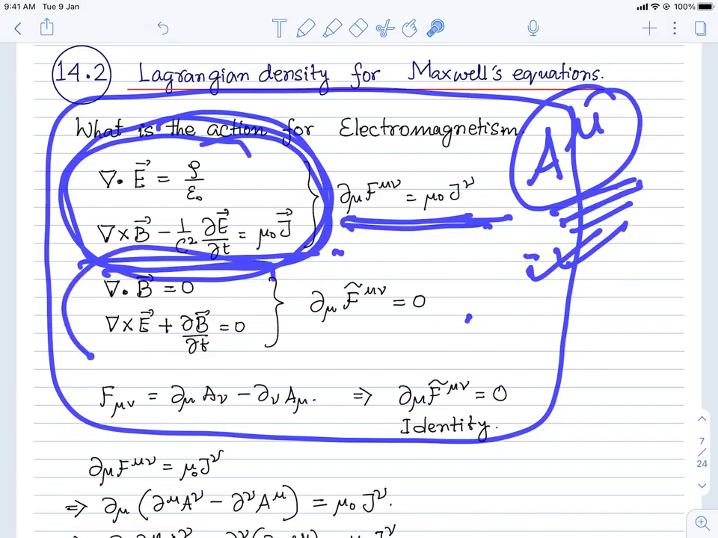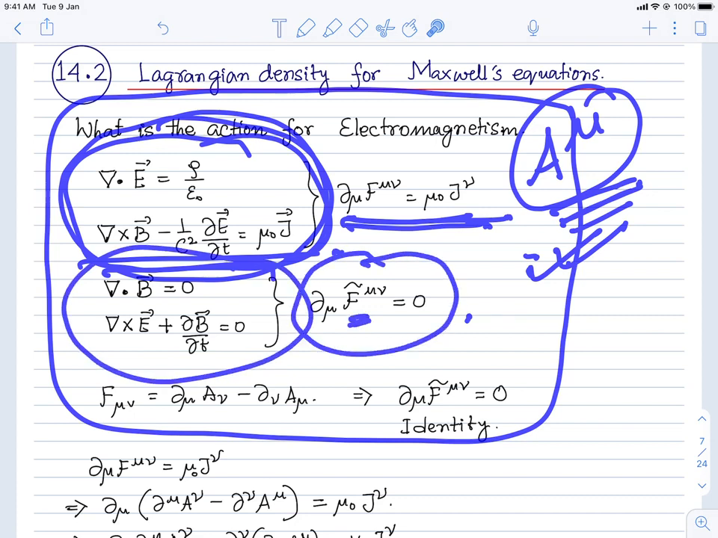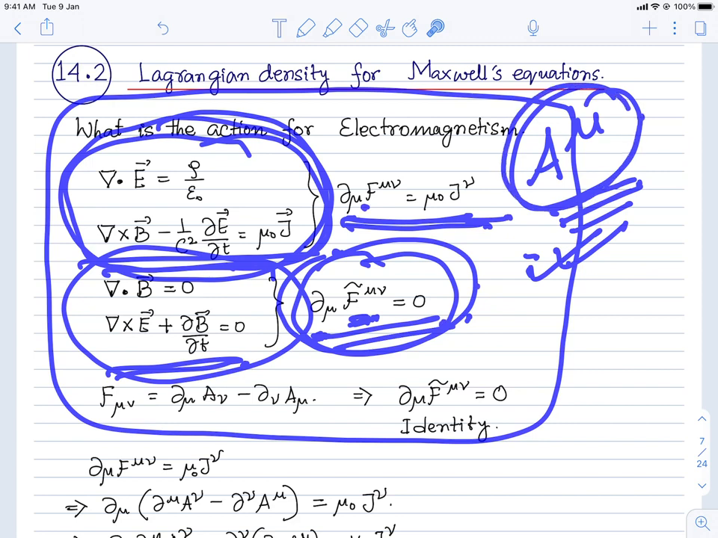Whereas this other set of Maxwell's equations is just an identity. This conservation, this divergence of the dual field strength, is an identity. As soon as I write down the field strength in terms of this potential, I can write down a dual, and the divergence of that dual must be equal to 0. That is directly writing down these equations in a relativistically covariant form.